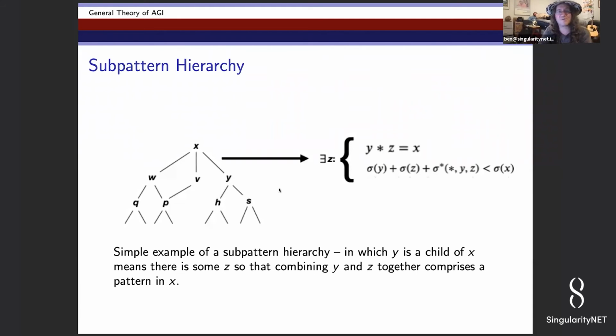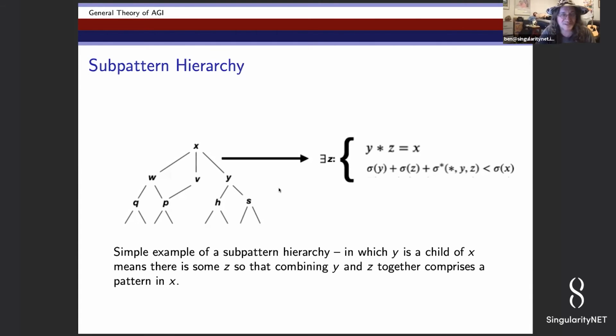So we can define what we call a subpattern hierarchy, where y is a child of x in the subpattern hierarchy if y is part of a pattern in x. So y is a child of x if you can combine y with something else to make x in a way that constitutes a representation of x as something simpler. So here in this picture, you see y is a child of x in a subpattern hierarchy because y combined with z yields x in a way that confers additional simplicity, right?